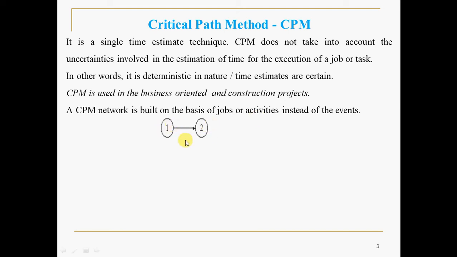So activity based in the sense, for example, 1 is the event, 2 is the event. I mean starting event, ending event, we can say, or node also you can call. Event is otherwise called a node. 1 is the tail node, 2 is the head node, or simply head you can say. 1 to 2 is an activity. So it is activity based in the sense which consumes some kind of resource.